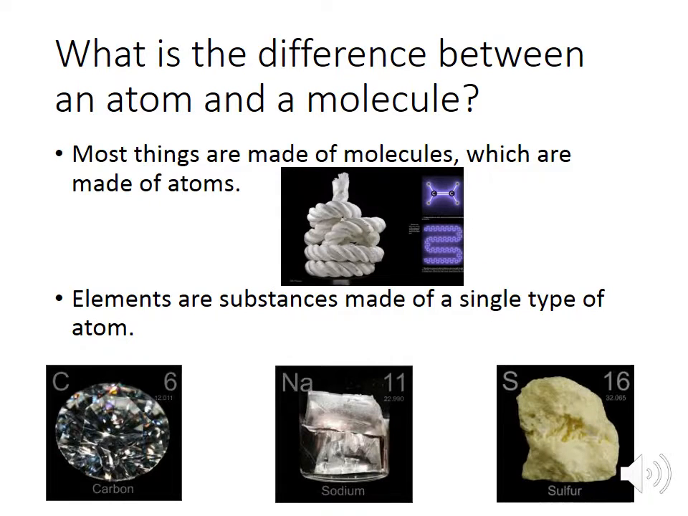The other thing to keep in mind is that most things are made of molecules, and then those molecules in turn are made of atoms. And some of you may have heard about elements on the periodic table. Elements are substances made of a single type of atom. So a substance like a rope we say is made of molecules, and those molecules are made of atoms that are bonded together. A substance like carbon, that diamond, is made up of all carbon atoms and no other type of atom. This substance sodium would be made of all sodium atoms and no other type of atom. So those are considered elements.